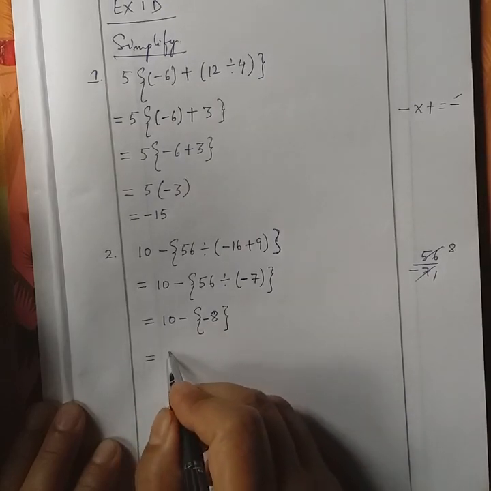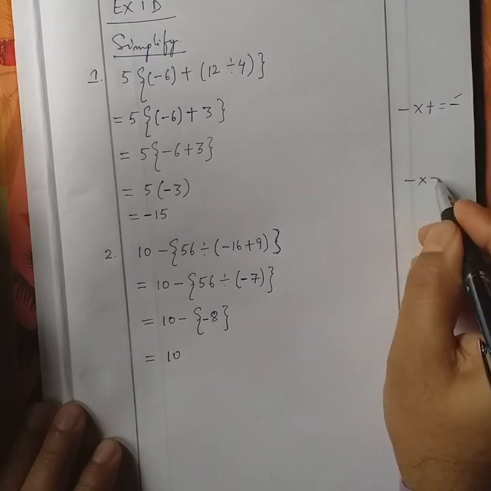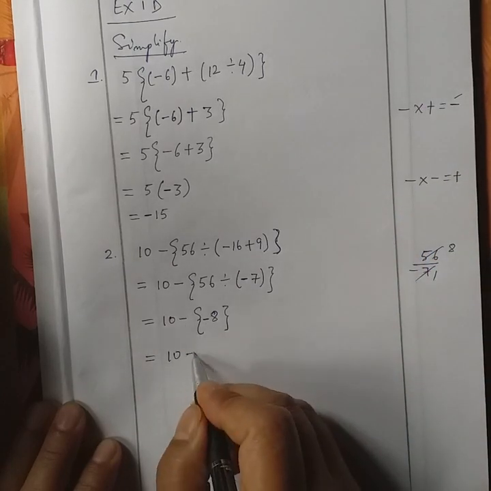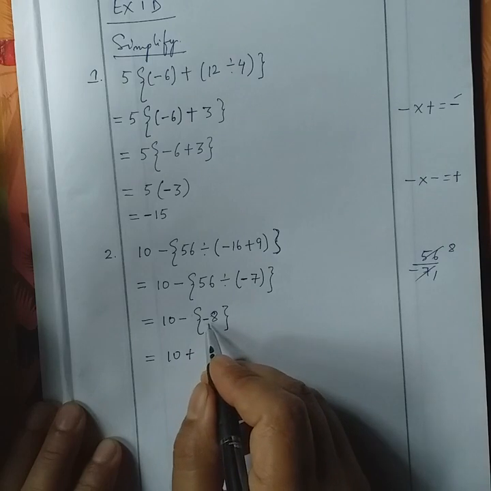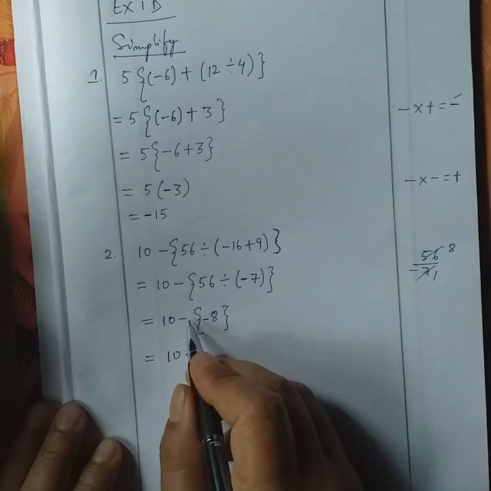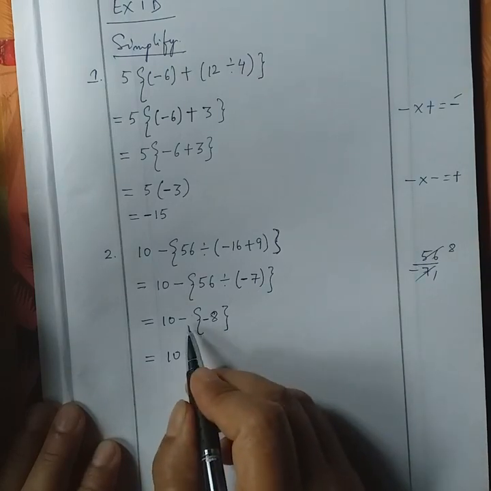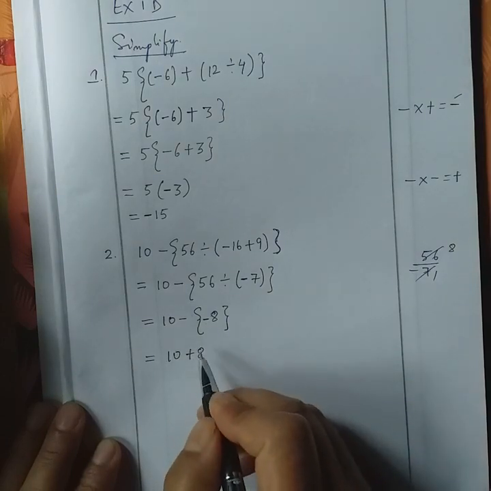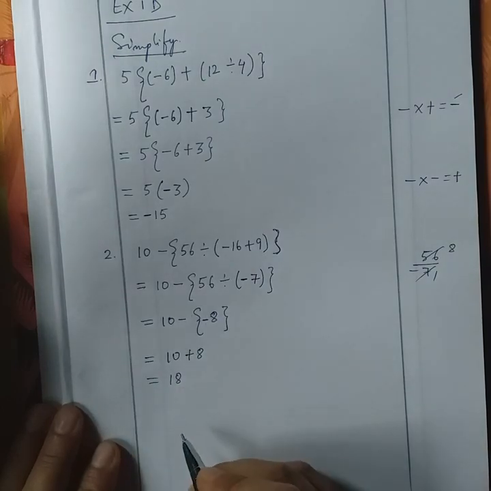Now we'll open the bracket. 10, this is minus. Inside this is a negative number. So this minus and this minus will multiply. We know that minus into minus is plus. So we'll write here plus. Actually here is 1 minus 1, so minus 1 is multiplying with this minus 8. Here is 1, which we usually don't write. So minus into minus is plus, and 1 into 8 is 8. So finally, what can we do? 10 plus 8 is 18. So this way we can solve.